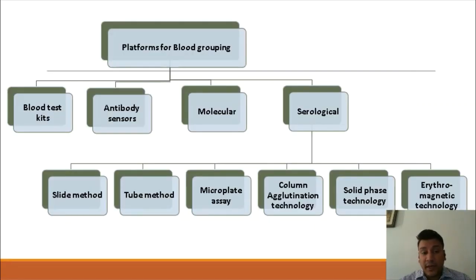Moving on to the platforms of blood grouping, we can divide them into serological, molecular, antibody sensors using synthetic and natural antibody sensors, and blood test kits which use lateral flow assays. Among serological, we have various techniques like slide method, tube method, microplate assay, column agglutination technology, solid phase technology, and erythrocyte magnetic technology. We'll be discussing each assay in detail onwards.